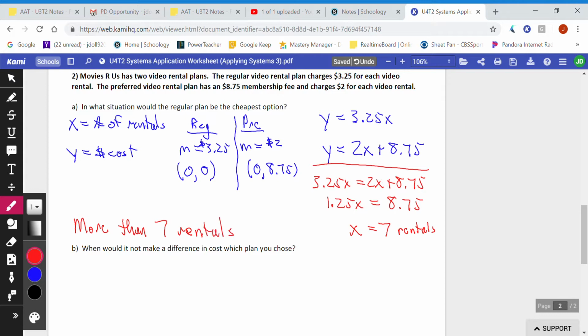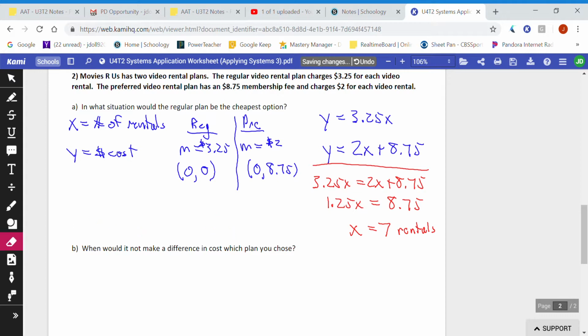is when, oh, I'm sorry, I didn't answer the question correctly. When is the regular plan? And so this is a good example, guys. Make sure you read what the question is asking for. I thought it was asking for when is the preferred plan better. It's when is the regular plan better, right? So less than 7 rentals is when the regular plan is better.